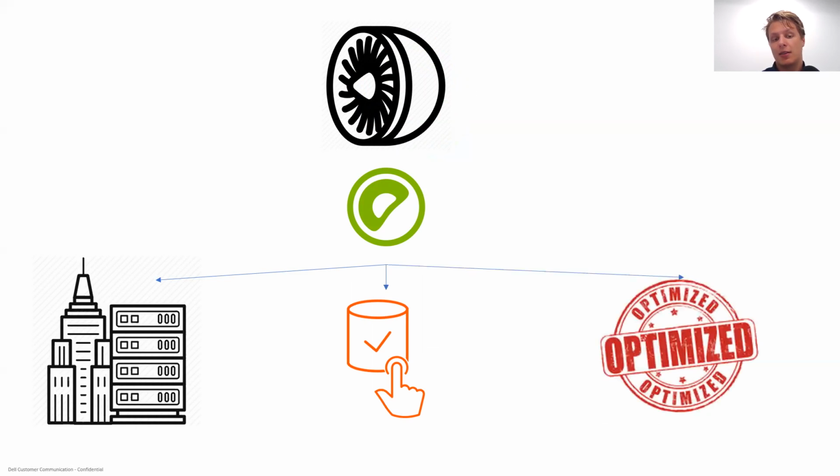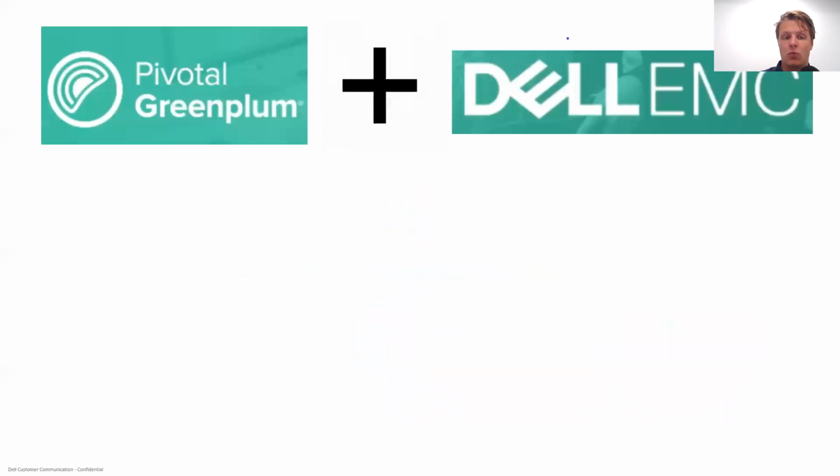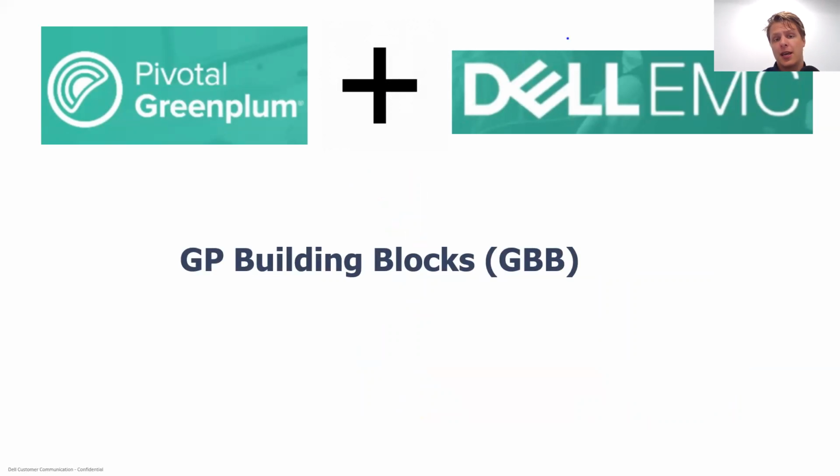And we want the system's characteristics and configuration to be optimized. So that is why we are going to use Dell EMC and Pivotal Greenplum's joint offering called Greenplum Building Blocks. It offers an on-premise solution that is optimized for performance as well as cost.